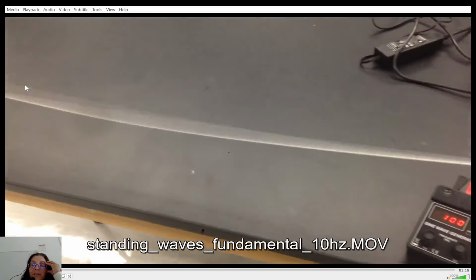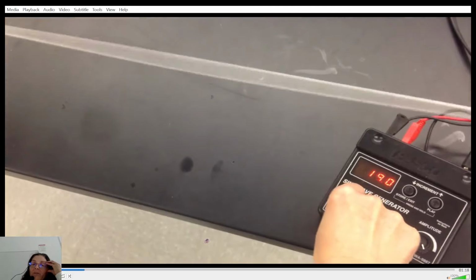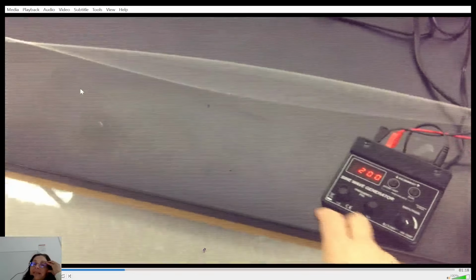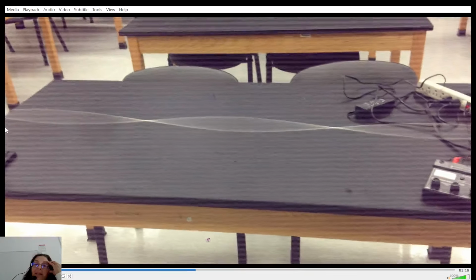So that's 10 hertz, the first harmonic. You see, you have a string. You see how it doesn't move. Then I'm going to increase the frequency to twice the frequency, and now you're going to see two bumps. That will be the second harmonic, and it's a standing wave. It's very fun because if you pinch here, it doesn't move. So it's called a node. Then you go to 3 times the fundamental, so that will be the third harmonic. Look at that, 1, 2, 3. That's the third standing wave.